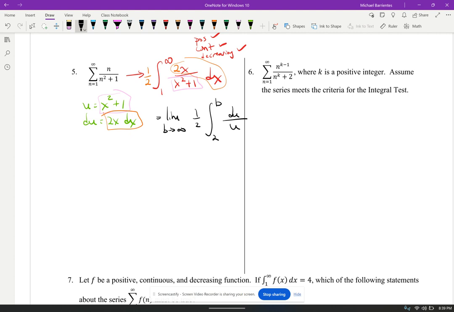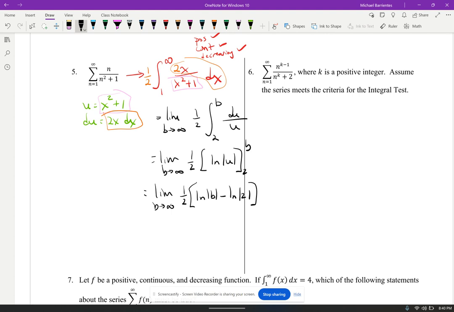So therefore, I recognize this. This is a natural log. So really, we're going to take the limit as b approaches infinity of 1/2 times the natural log of the absolute value of u from 2 to b. I don't need to go back into the world of x's since I switched my limits of integration. I don't need to write this as the natural log of x squared plus 1 because I already switched these. So I can just do the substitution for the fundamental theorem of calculus, which says whenever I'm taking an integral, take the antiderivative, and then substitute the top value minus substitute the bottom value.